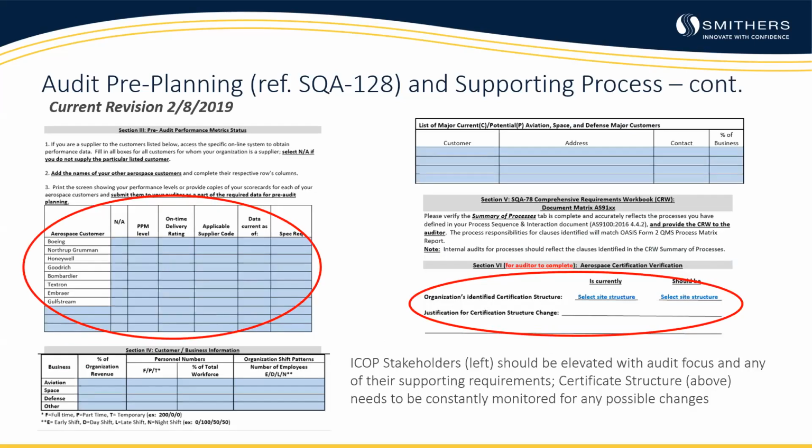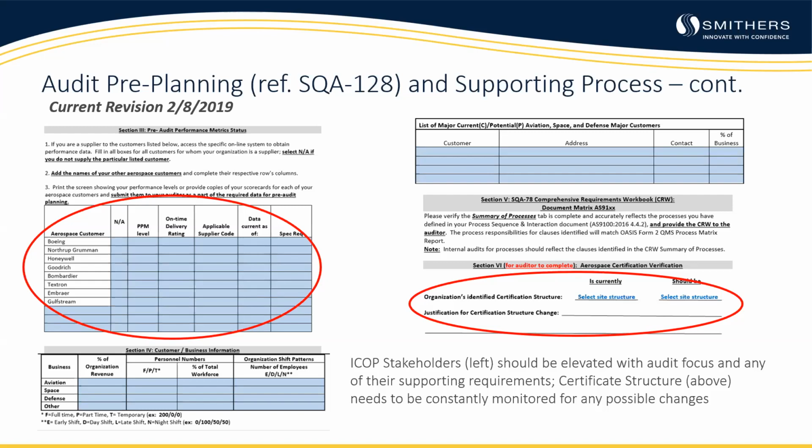So continuing on with pre-planning, some additional sections. Section 3 is very important. This is where we get into the aerospace customers. This is a requirement of AS 9101F in that we need to have this information. So the common aerospace customers we see, obviously Boeing, Northrop Grumman, Goodrich, Textron, and so on. We want to understand what is their current on-time delivery, what is their PPM level as it pertains to any issues that we should be conducting appropriate follow-ups on.